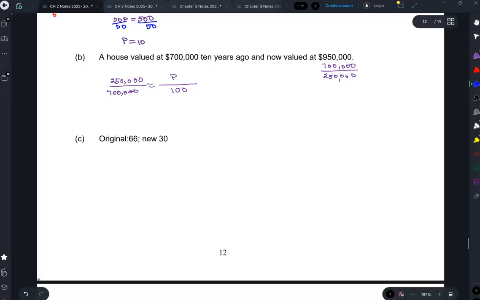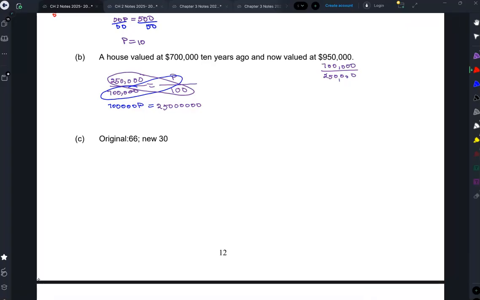Okay, let's cross multiply. This is 700,000 P equals 250,000 times 100. So this is 250,000. How many more zeros am I going to add? 2 more zeros. Okay, now what do I do? Divide by 700,000.